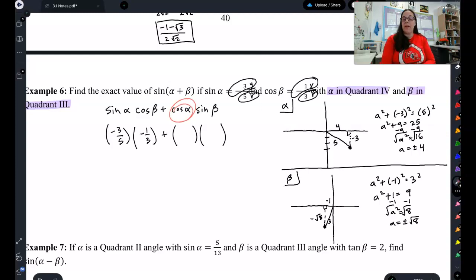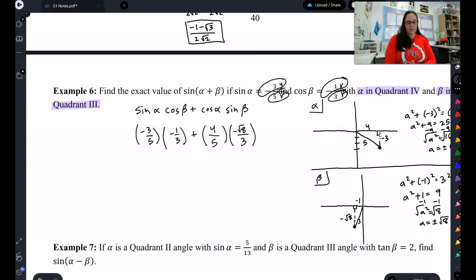First off, we wanted to find cosine of alpha. Cosine is x over r. So I go to my alpha triangle here, and I take my x value over my r value. That gives me 4/5. Then I want to find sine of beta. Sine is y over r. So I go to the beta triangle, pick the y value over the r value, -√8/3.